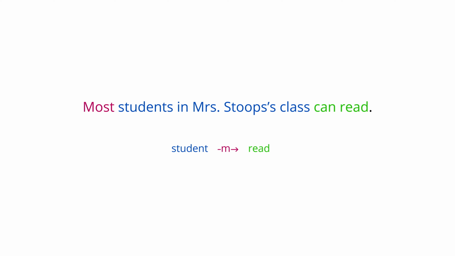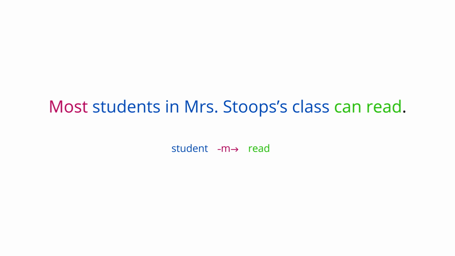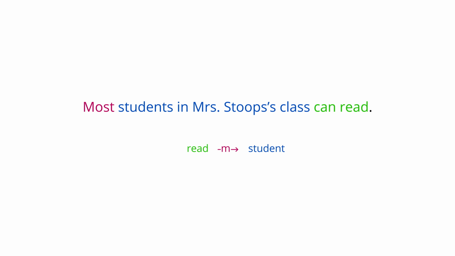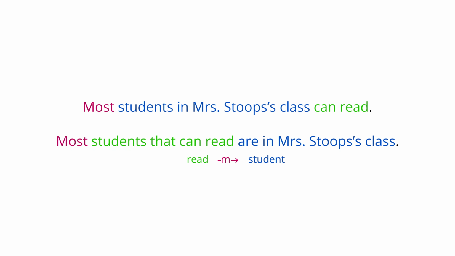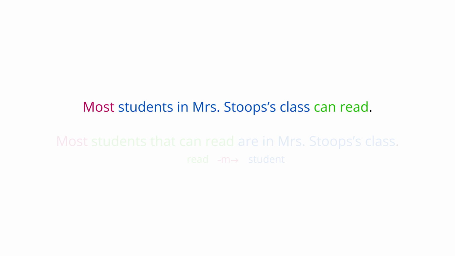You cannot read this the other way around. If we mistook this claim for the claim that read most arrow student, that would be a very bad mistake. This is in fact one of the most reliable traps that you will encounter on the LSAT. These two claims are simply different claims. They're not identical claims. In English, this claim says that most students that can read are in Mrs. Stoops' class. That's kind of crazy, right? Whereas the original claim is just a normal claim. Most students in Mrs. Stoops' class can read.